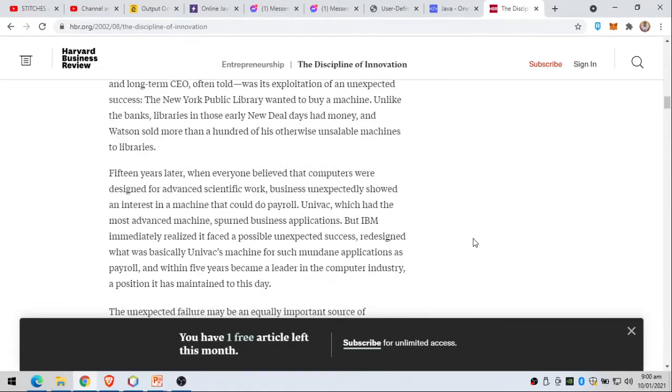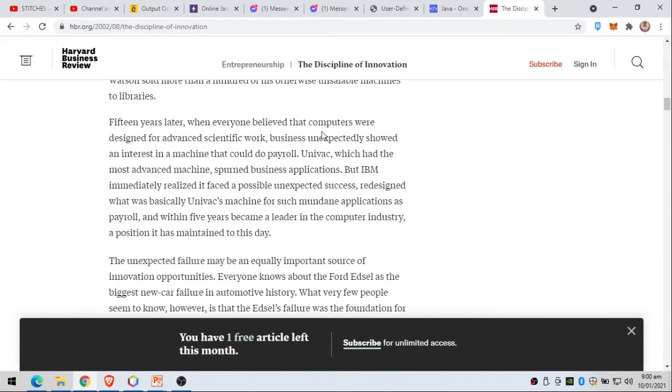So 15 years later, when everyone believed that computers were designed for advanced scientific work, business unexpectedly showed an interest in a machine that could do payroll. Univac, which had the most advanced machine, spurned business applications, but IBM immediately realized it faced a possible unexpected success, redesigned what was basically Univac's machine for such mundane applications as payroll, and within 5 years became a leader in the computer industry, a position it has maintained up to this day.